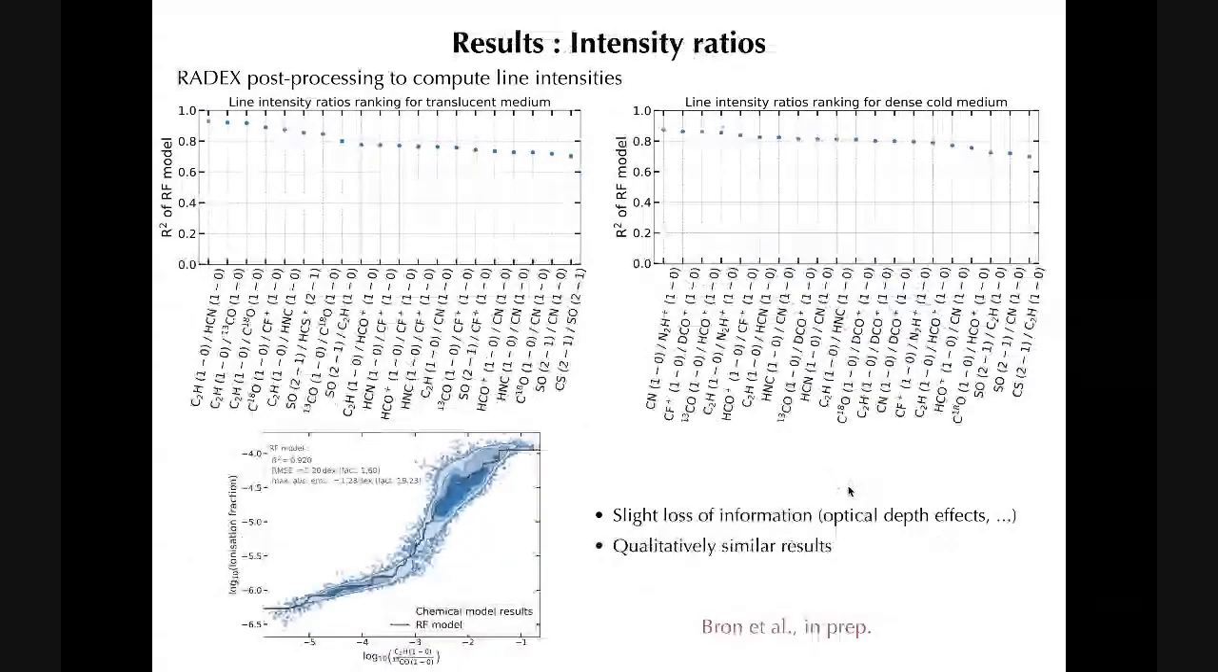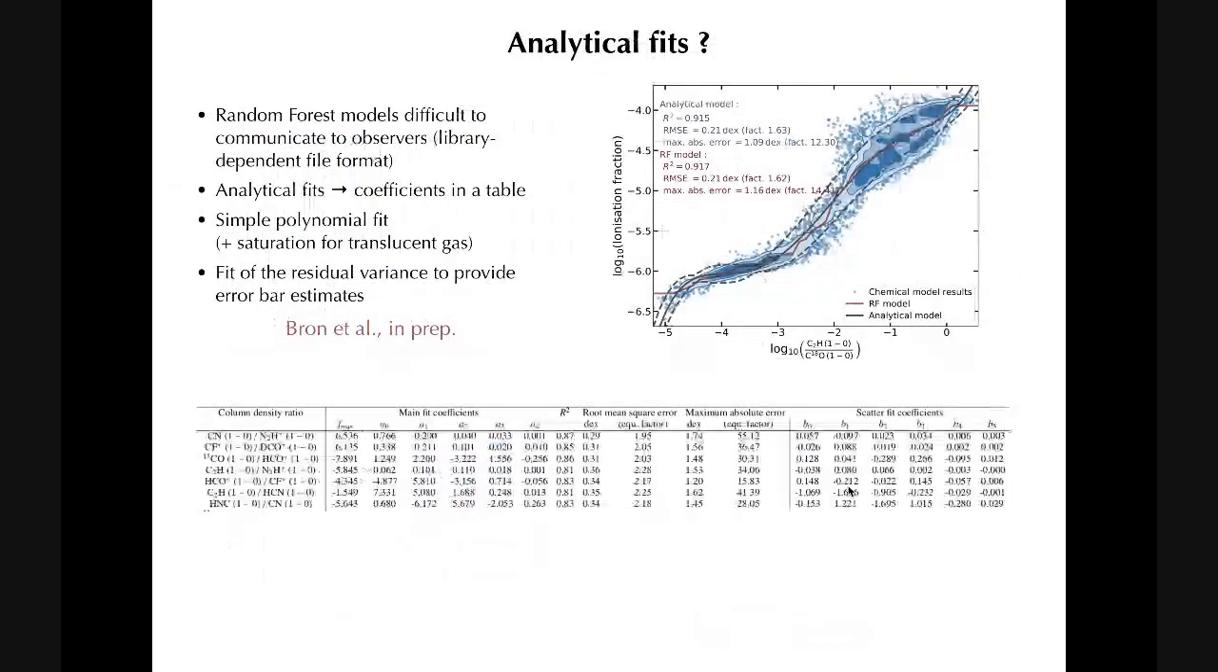I will skip, of course, the results I presented before were for column density ratios, which are not directly observable. So we also built the same using line intensity ratios, where the line intensities have been computed using RADEX as a post-processing. But I will skip this to move to the last part, which is that random forest models are very flexible, very good, but they are a bit difficult to provide to users because in a random forest there are hundreds of trees, so the number of coefficients is quite huge.